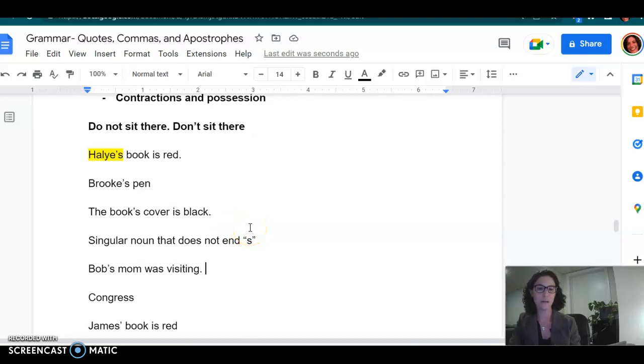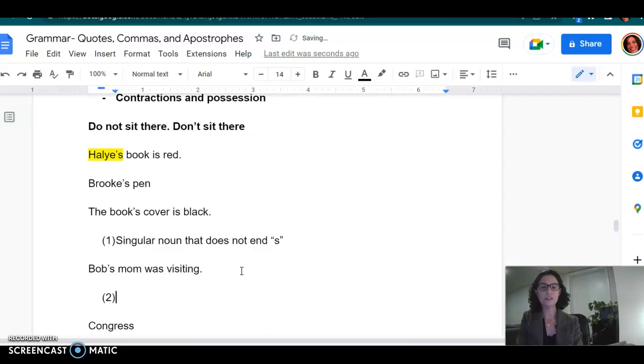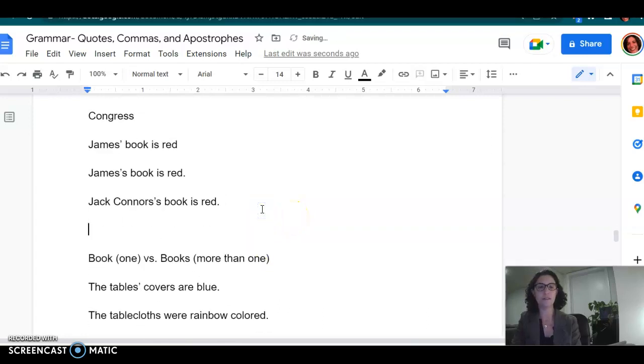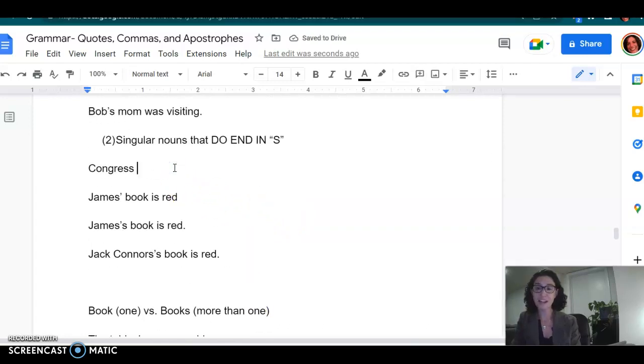Now let's make this a little bit more complicated. So this would be number one, singular nouns that do not end in S. I'll just number these on here as we go. What about number two? What about singular nouns that do end in S? This is a little bit more confusing. And here are some examples of them. For example, the word Congress. Congress is generally thought of to be a singular noun. There is one Congress. There are many members of Congress, but there's one Congress.